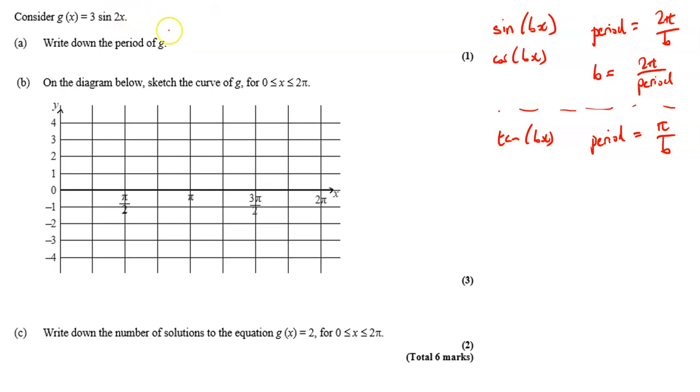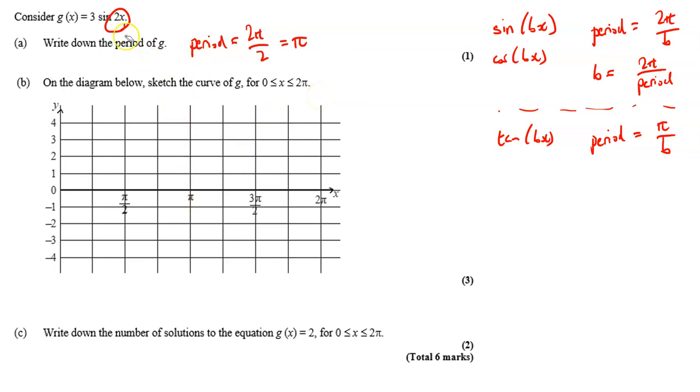So when we're asked to write down the period of g, we can think about it in one of two ways. We could either say, well, we know the period is 2 pi over b. b is 2, so 2 pi over 2, which is pi. Or we could say, well, the 2x here means it's a dilation by a factor of a half from the y-axis. So basically our original sine curve has been squished, so it's doing that now. So we can see the period has been halved. Either way, the period is pi.